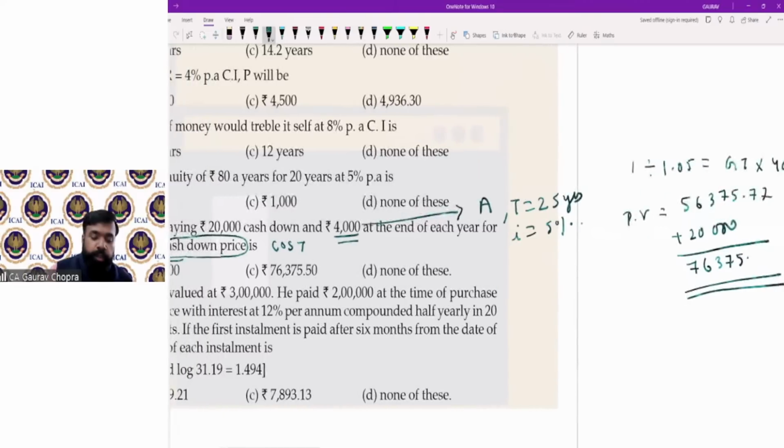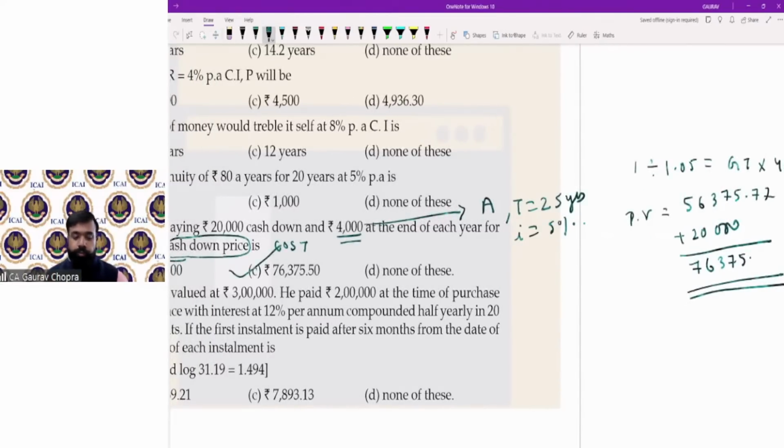So you get 76,375. So option number C is your answer. All right.